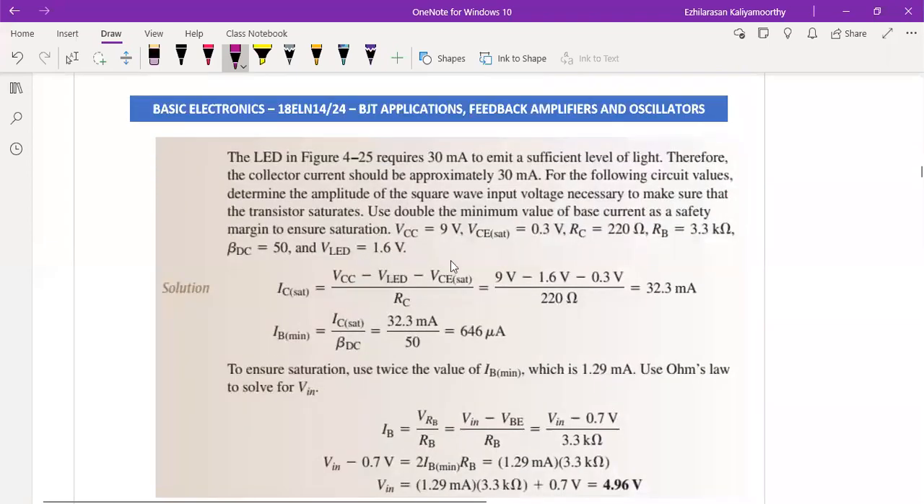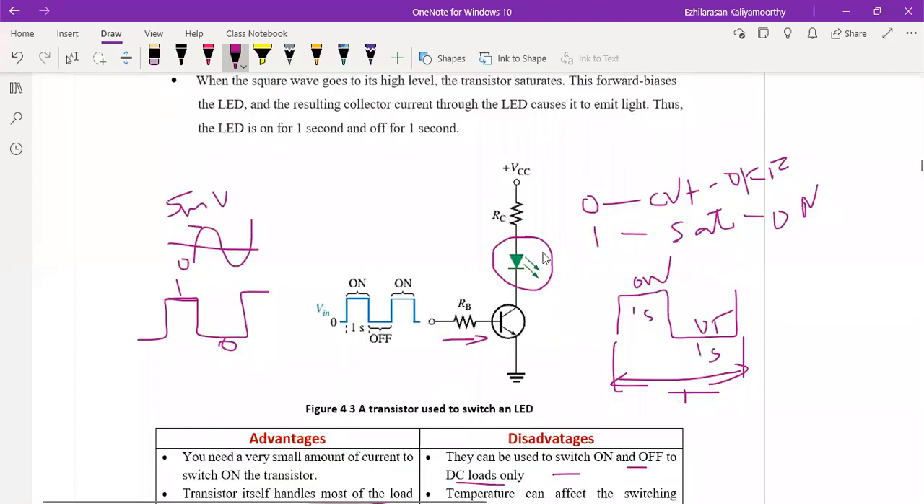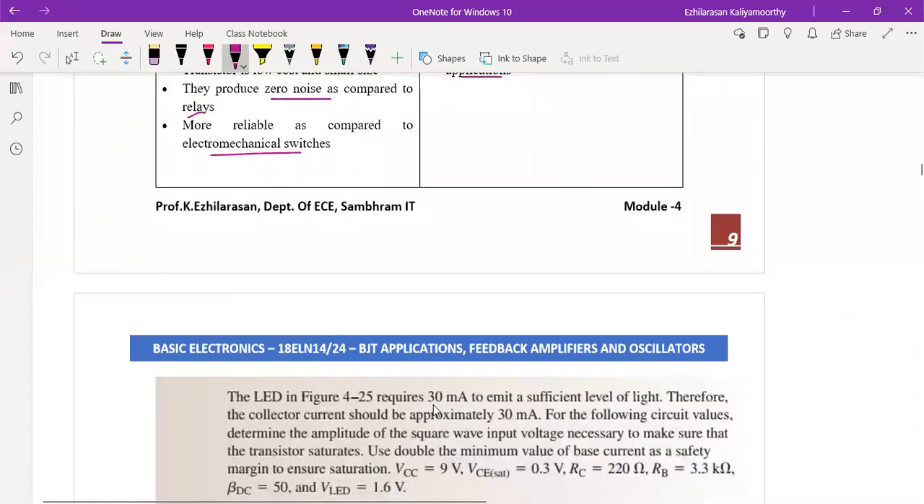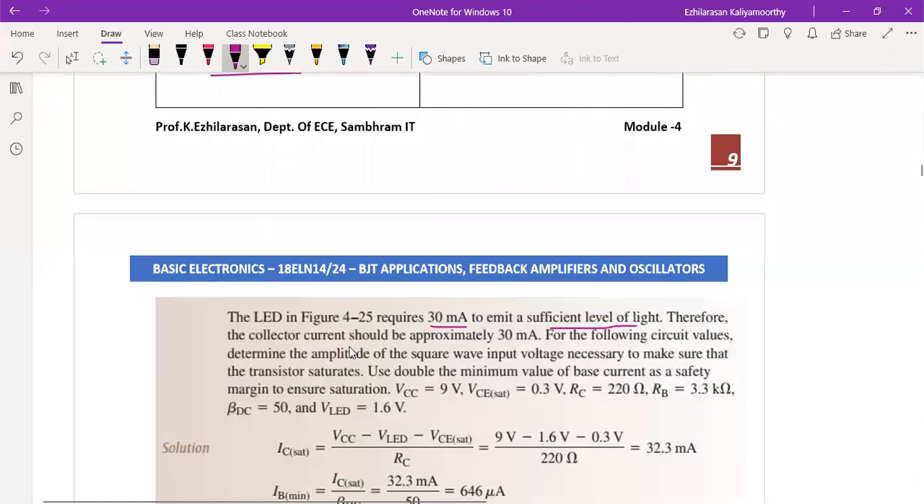So this is the numerical. You can go for that. Now here the question is given. The same figure only we have to take. This figure only let us consider. So the LED requires 30 milliampere to emit a sufficient level of light. So it requires 30 milliampere. Therefore, the collector current should be approximately 30 milliampere.